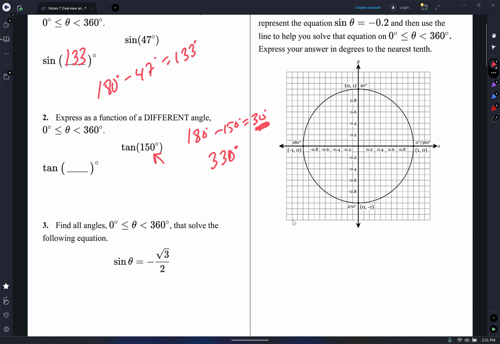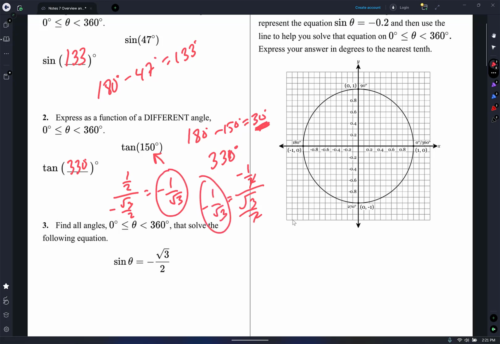You didn't have to do that. You could have always used that 150 is a perfect coordinate. You could have just said, well, I know y divided by x, so y is a half and x is a negative square root of 3 over 2, and look, negative 1 over square root of 3. Then you could have said, where else are you negative 1 over square root of 3? 330 degrees, guys. The y value is a negative half and the x is a positive square root of 3 over 2. Notice the 2's cancel out, and you just get negative 1 over square root of 3, which is the same answer. Does that make sense?